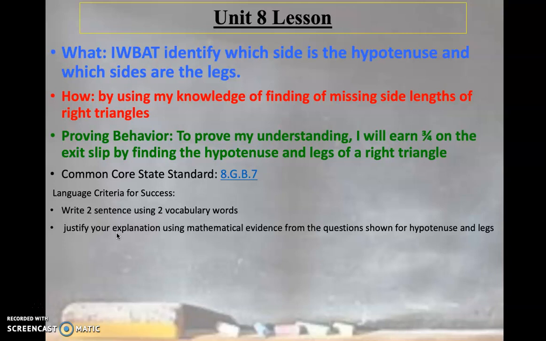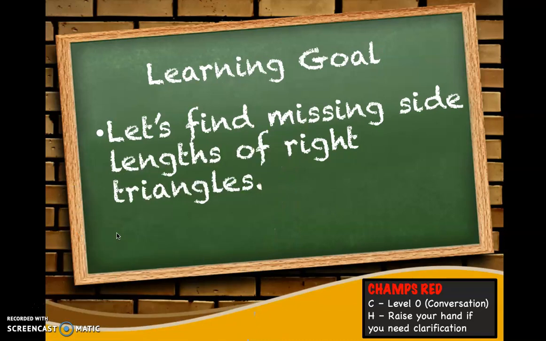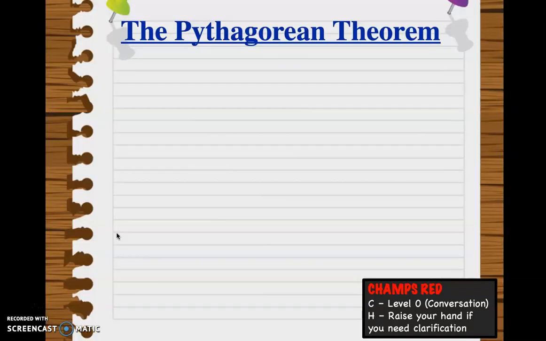Today, you're going to identify the sides of the hypotenuse and the legs, and you will be able to find the missing length of a right triangle. I will be asking you to identify the pieces before you solve. You're going to find the missing length of a right triangle.